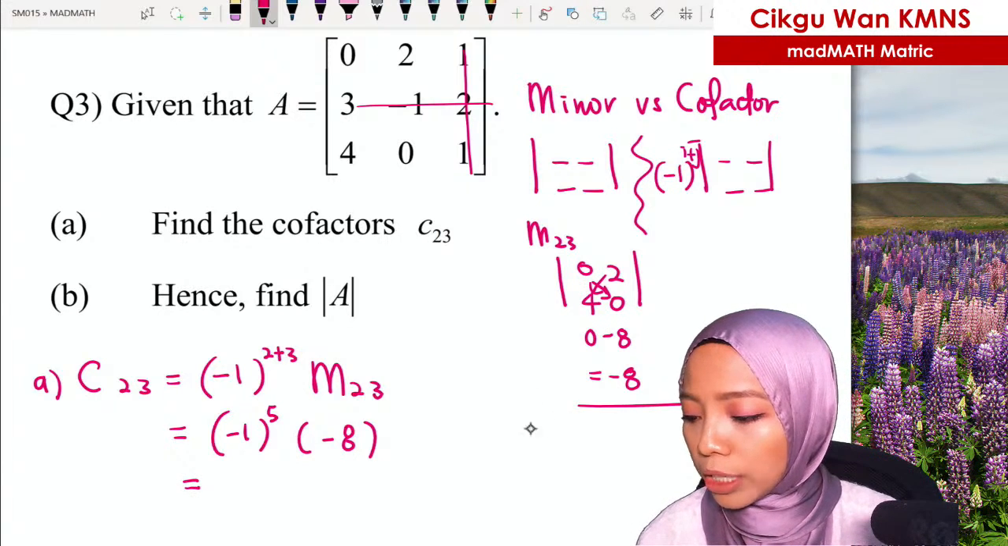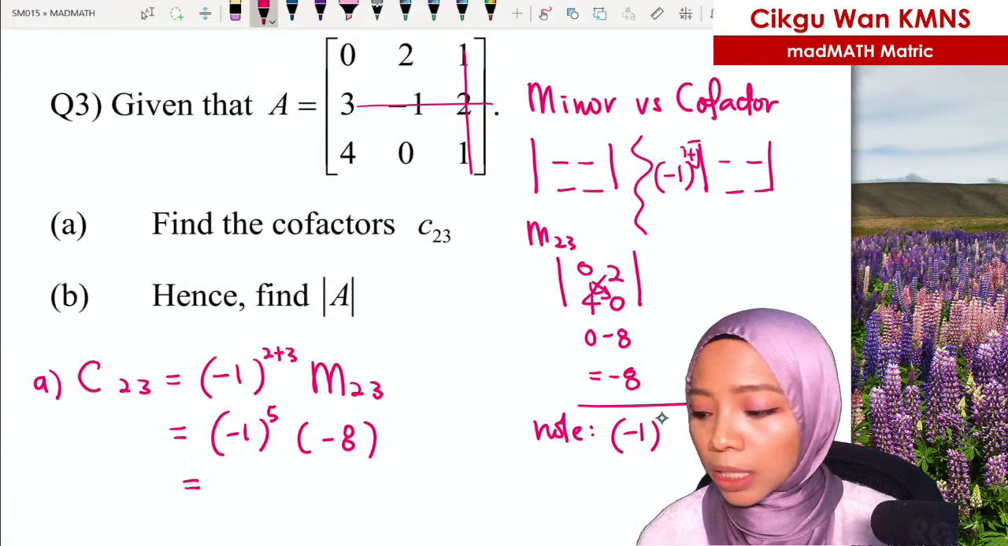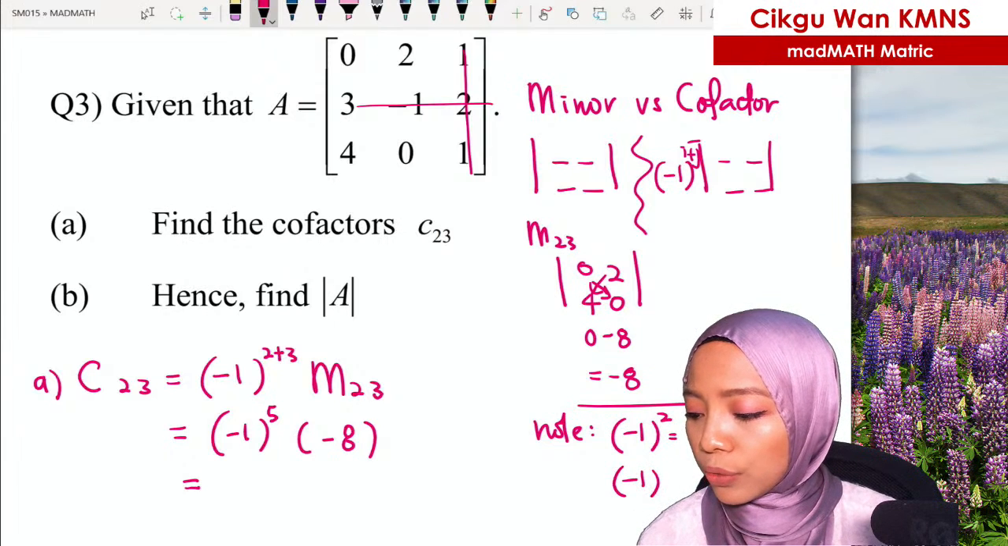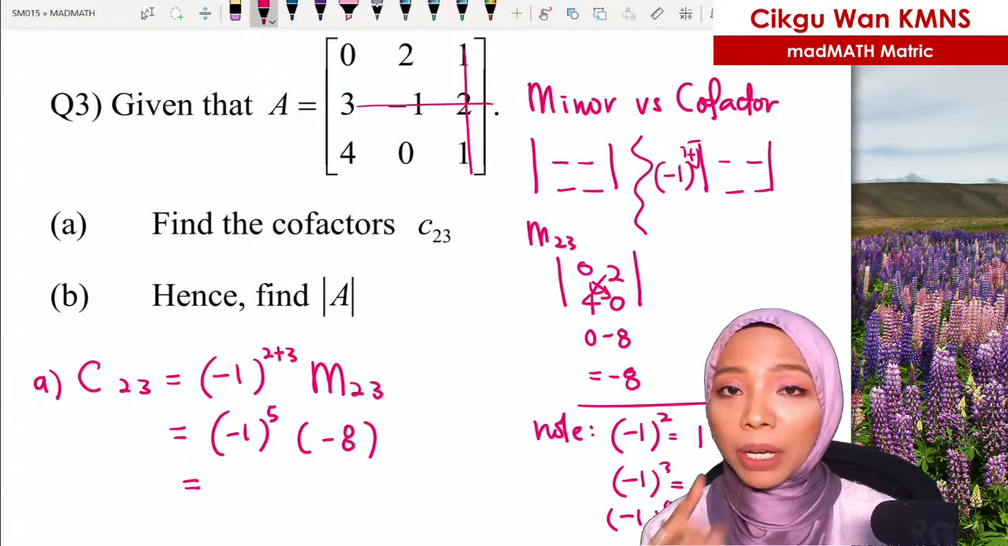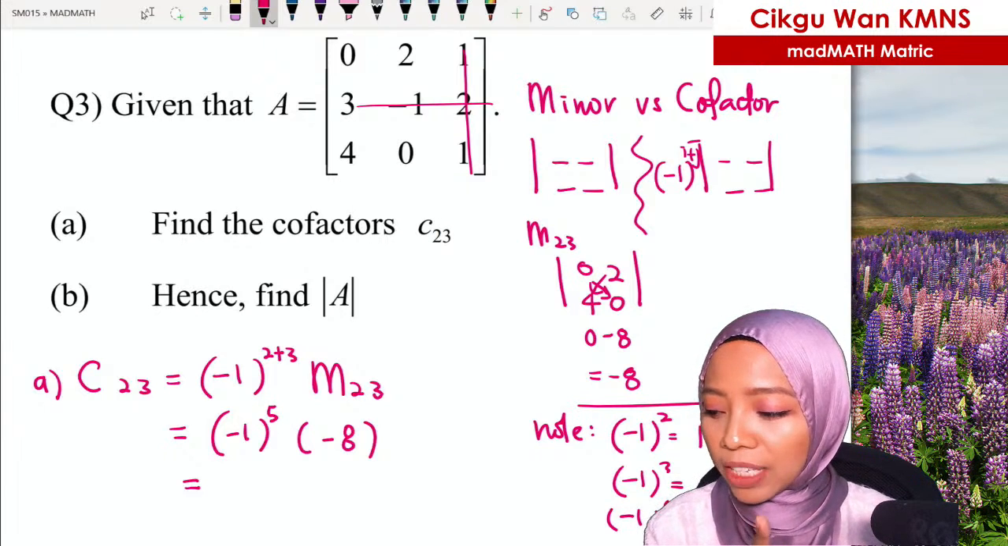Okay, things to note here. Note. -1 to the power of 2 akan dapat positif. -1 to the power of 3 akan dapat negatif. -1 to the power of 4 akan dapat positif. So, kesimpulannya, if the power is even number, it will give us positive. If the power is odd number, it will give us negative.